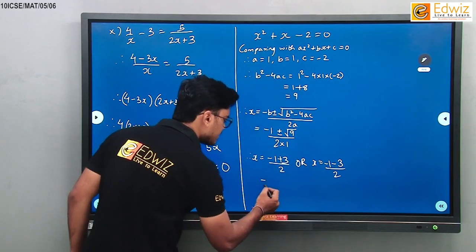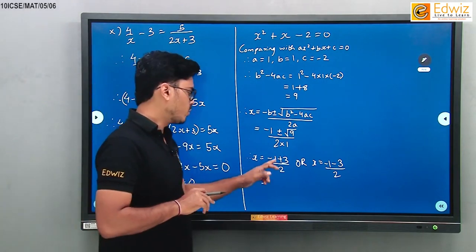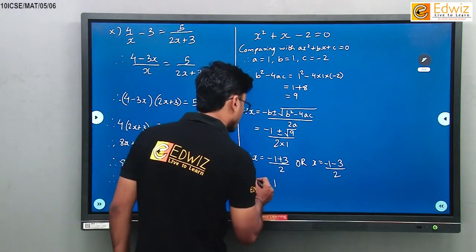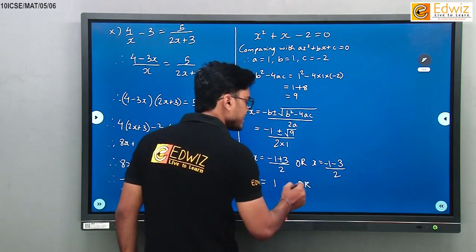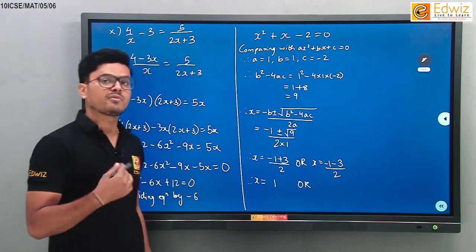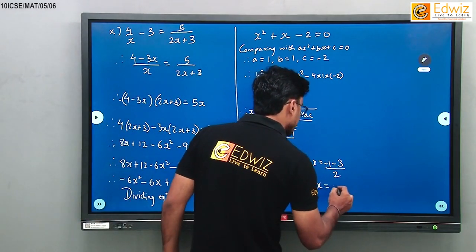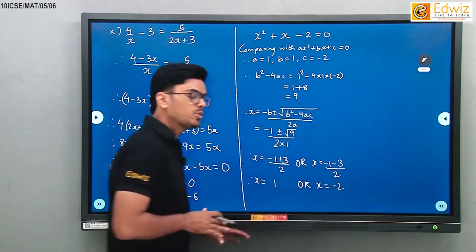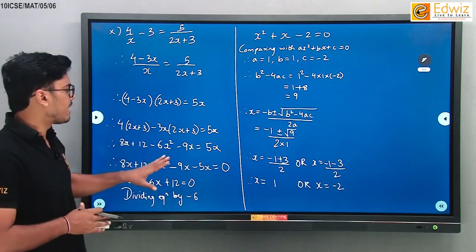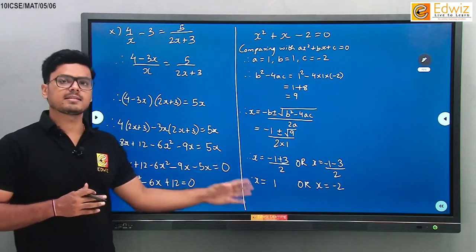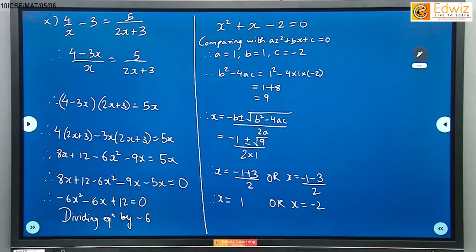So the solution is minus 1 plus 3. Minus 1 plus 3 is positive 2. 2 divided by 2 is 1. So x is equal to 1, or in this case minus 1 minus 3 will be minus 4. Minus 4 divided by 2 will be minus 2. Okay, so the solution is 1 or minus 2. Correct? I hope you have understood this solution. Take 30 seconds to note this down. Then we will move on to the next question.